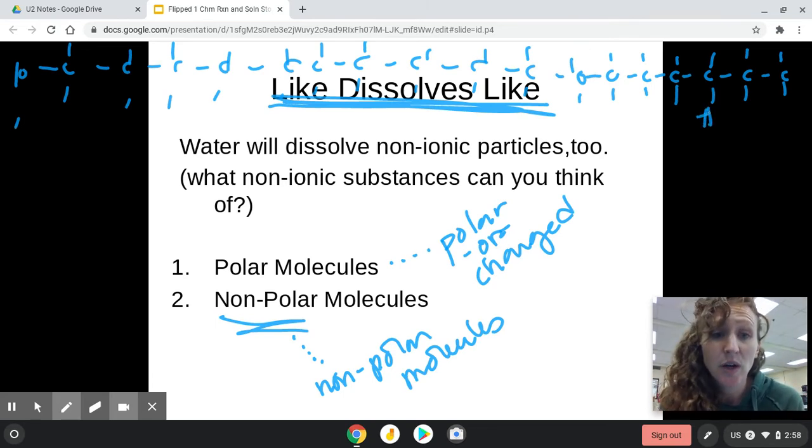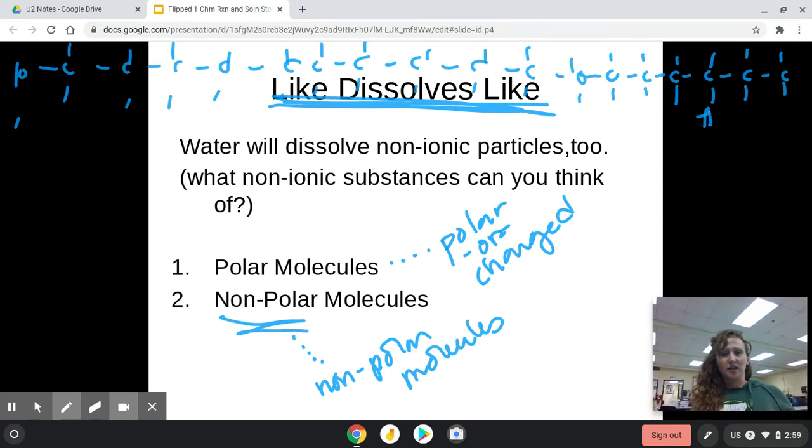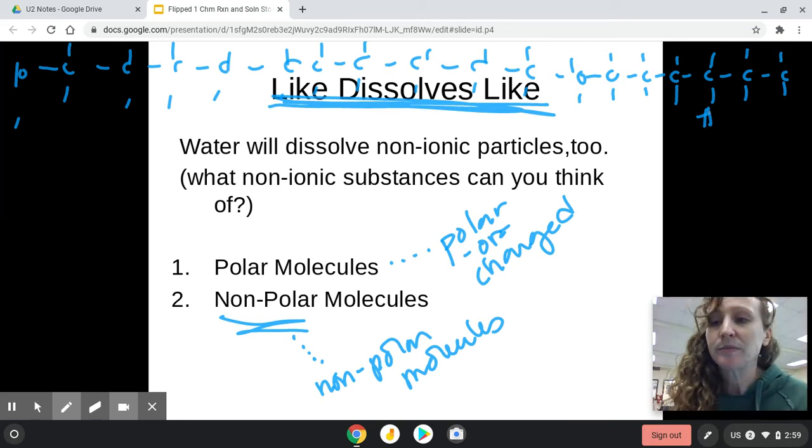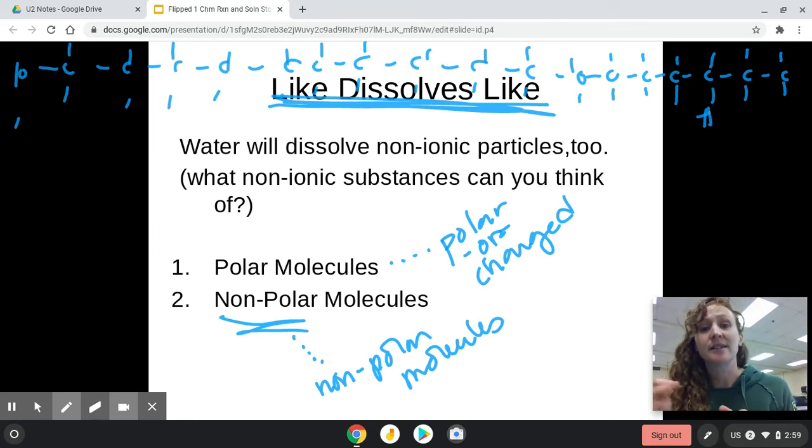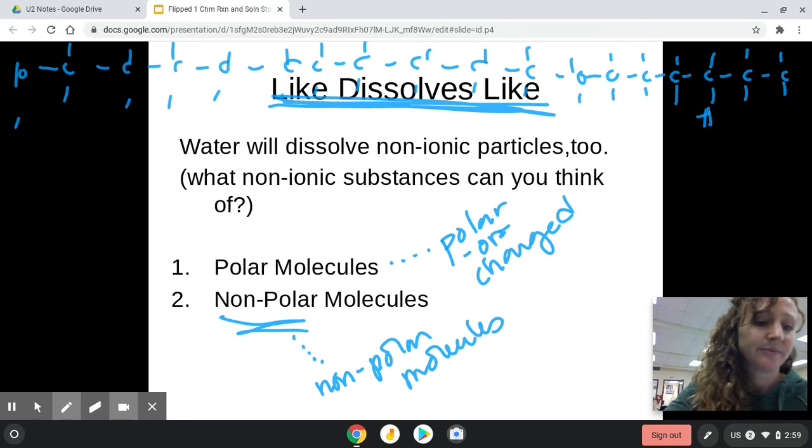And even if they do have charges, they're so spread out over this super long chain that the charges are dampened, right? So butters and oils tend to be non-polar molecules, and they'll dissolve each other, but they won't dissolve in something that's polar, like water, which is why you get that little layered effect. If you put oil and water together, they separate out into layers.